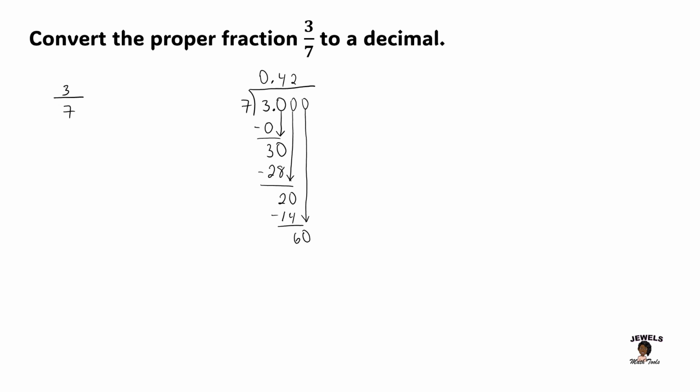So 7 will divide into 60 8 times. 8 times 7 is 56, and 56 subtracted from 60 will give us a difference of 4. So I'm going to indicate that my 3/7 as a decimal number will be 0.428, and I'm going to put in parentheses to 3 decimal places.